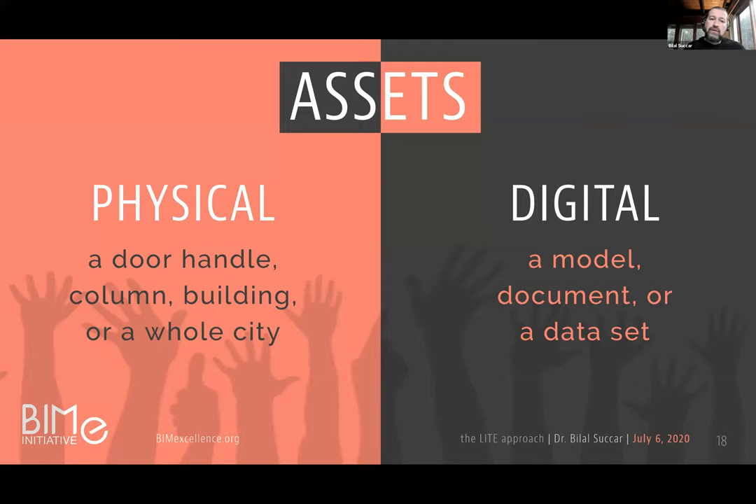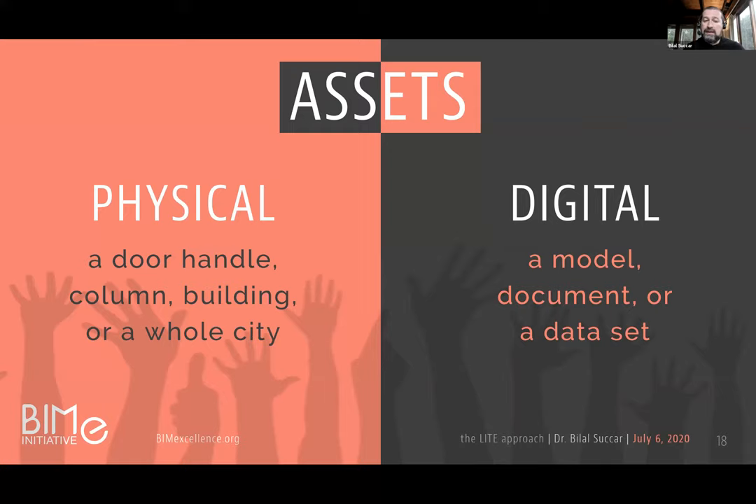So it's very important to cover this interplay between physical and digital, and how they overlap. A door handle, a model of a door handle, a column, a document about a column, a whole city or a 3D model of a whole city. These are manifestations of how we interact with these assets. You could be interacting with it in a physical sense, or interacting with it in a digital sense.